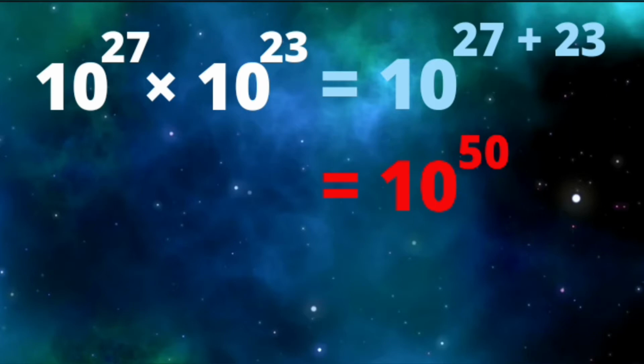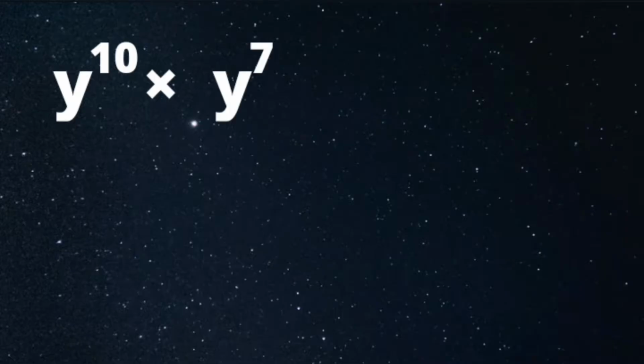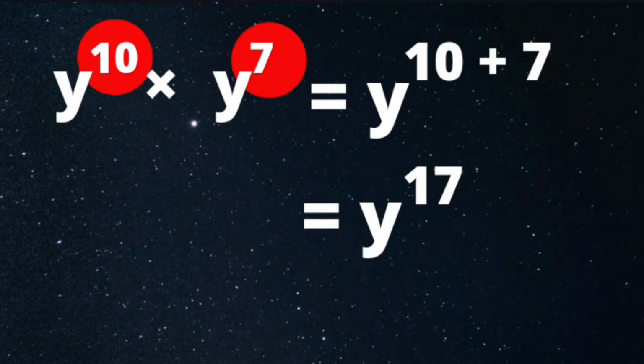Now, if I ask you to multiply y raised to power 10 times y raised to power 7, can you do this? Of course. We have a common base for 10 and 7. So we'll pick one of the base, which is y, and then add the powers. So we'll have y raised to power 10 plus 7, and 10 plus 7 is 17. So the required answer is y raised to power 17.